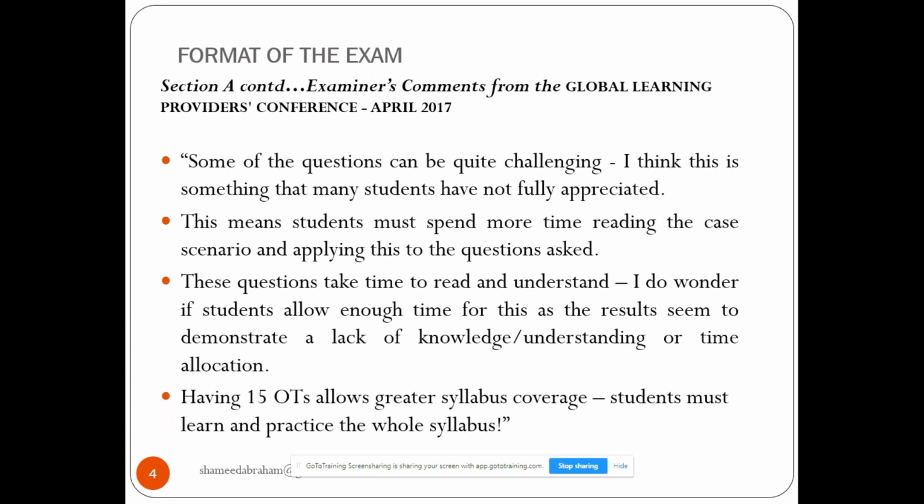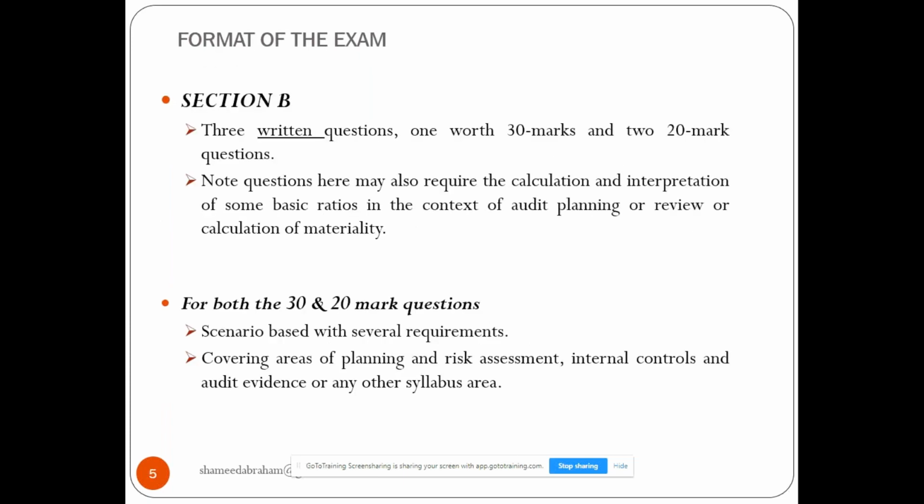In the words of the examiner, in the last bullet point there, having 15 objective test questions allows greater syllabus coverage. Students must learn and practice the entire syllabus. So these questions are extremely critical. You ought to know your material. It's either you know the work or you don't know the work, and you should be timing yourself through this area of the exam. It is absolutely critical. So again, you should be attempting it first, and you should be timing yourself, and it requires you to have the technical knowledge for this part of the exam.